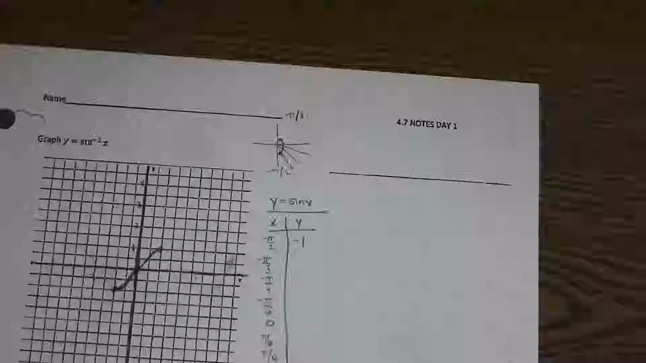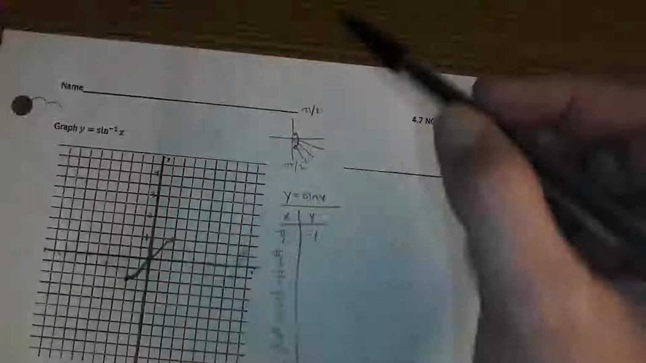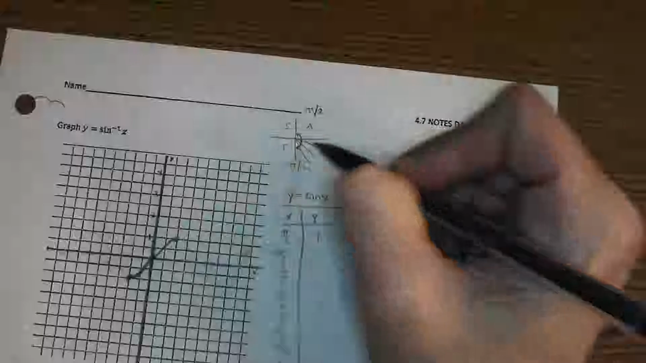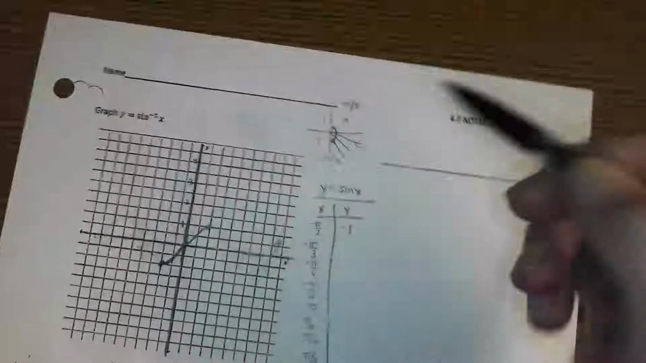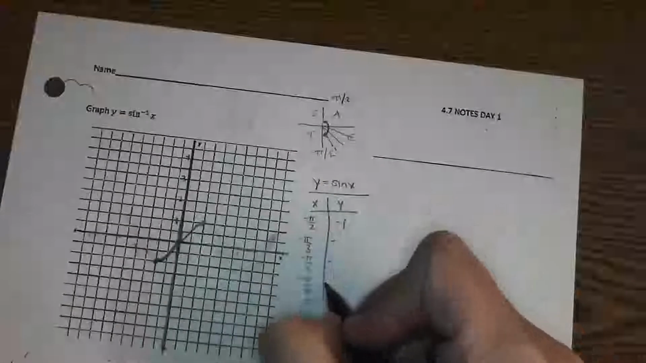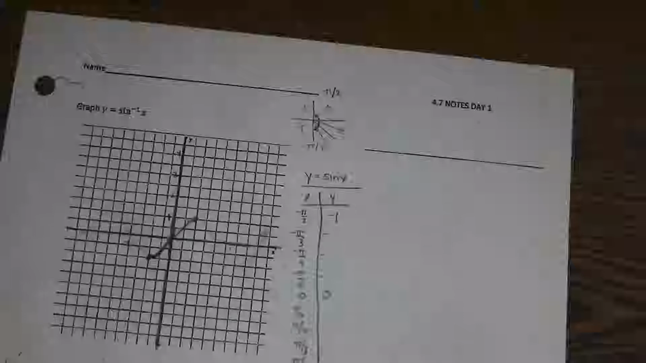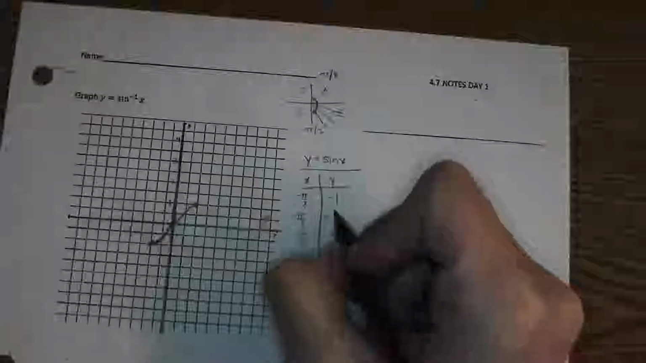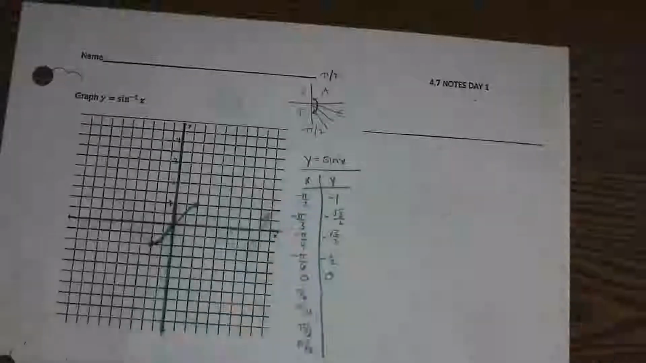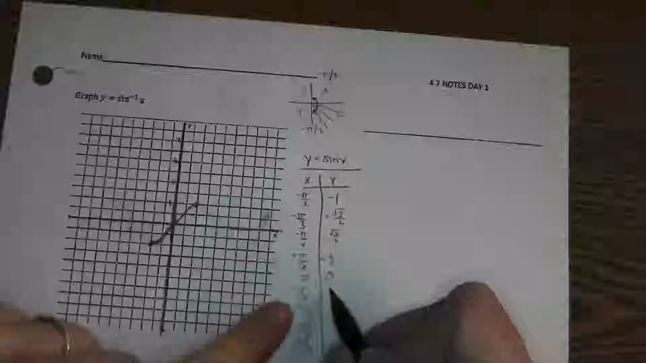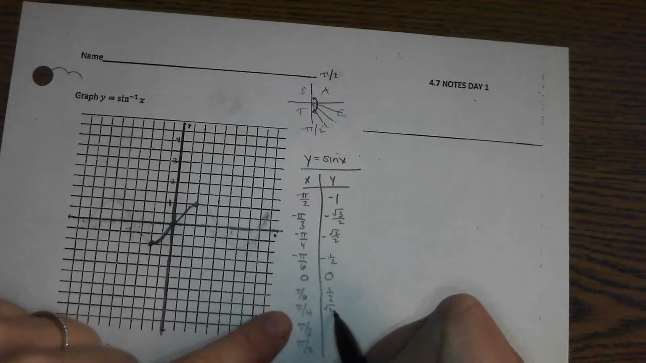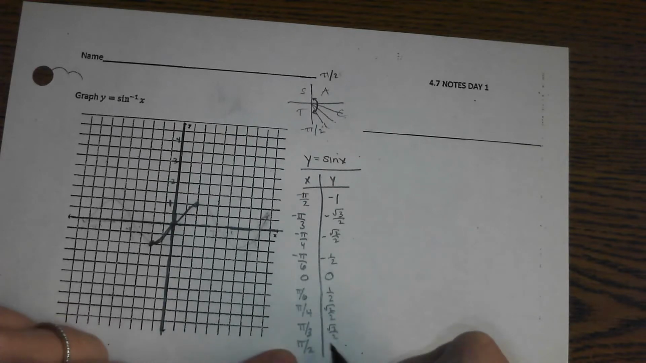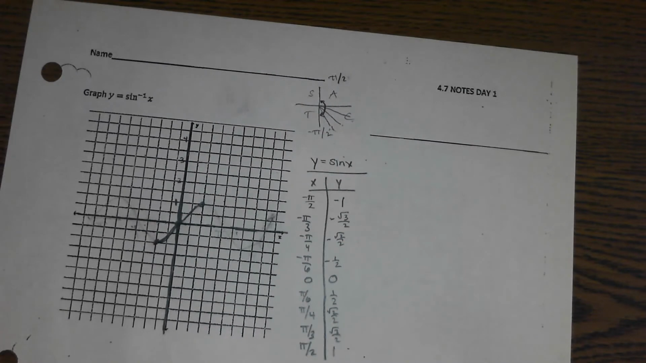So since sine is negative in the fourth quadrant, these are all negative values. Sine of 0 is 0. Negative 1/2, negative root 2 over 2, negative root 3 over 2. And in your first quadrant, we have a half, root 2 over 2, root 3 over 2, and 1. So those are the points on the sine function.